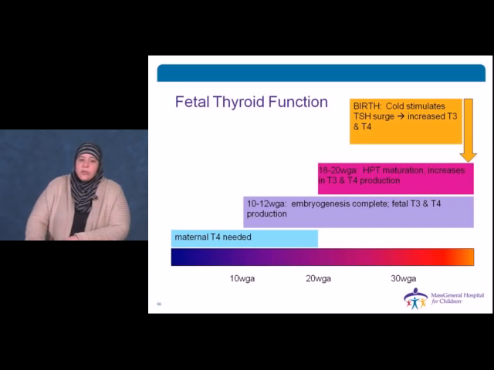This is at pretty low levels until about 18 to 20 weeks gestational age, when you have some hypothalamic pituitary thyroid axis maturation, and you see relatively significant increases in the T3 and T4 production. Importantly, the hypothalamic pituitary thyroid axis maturation occurs through gestation, and the maturation increases as you progress in gestational age. At birth, the cold stimulus produces a significant surge in TSH, and this causes increased T3 and T4 as well.